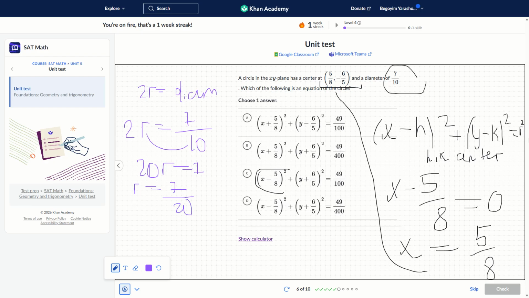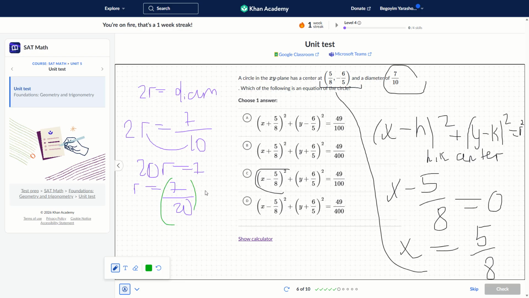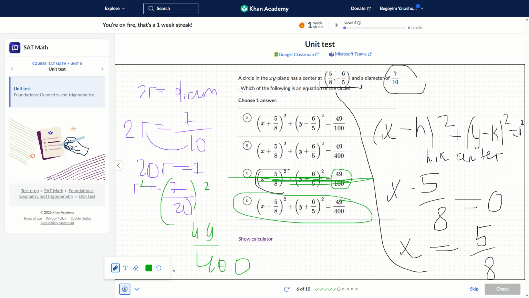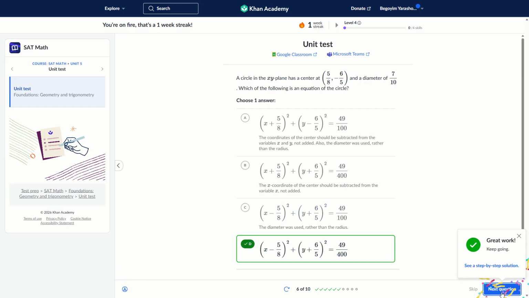But here it is radius squared, so we need to do like this and like this. It would become 49 over 400. So it is not like this. It cancels out. It's not correct, and the only answer would be this one. Yeah. Next.